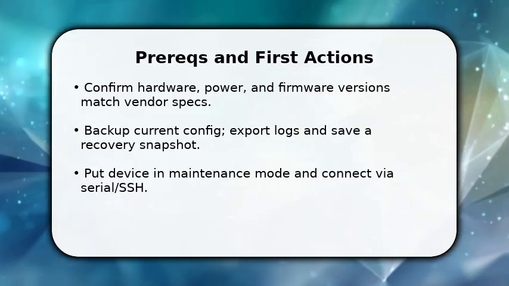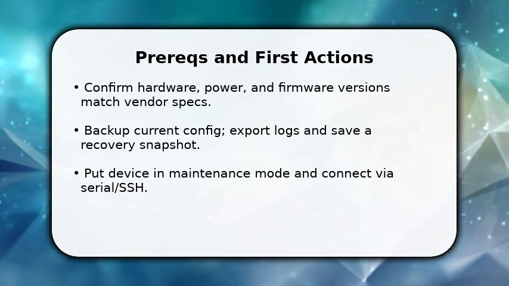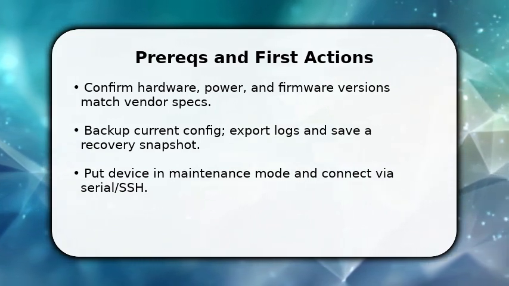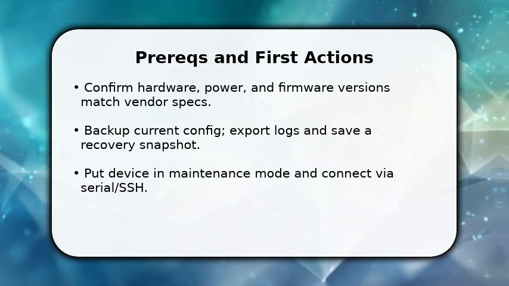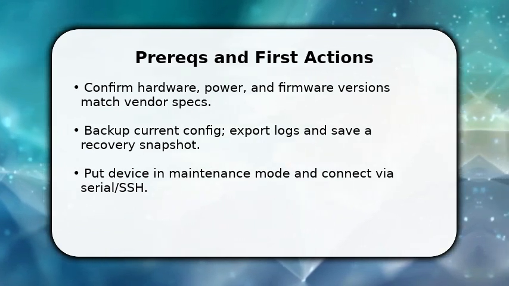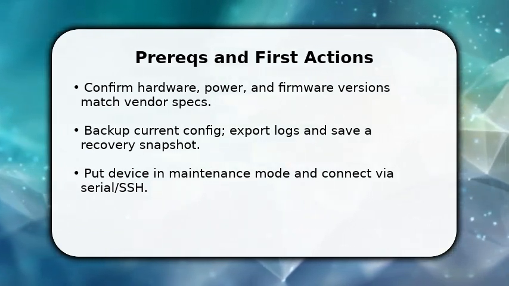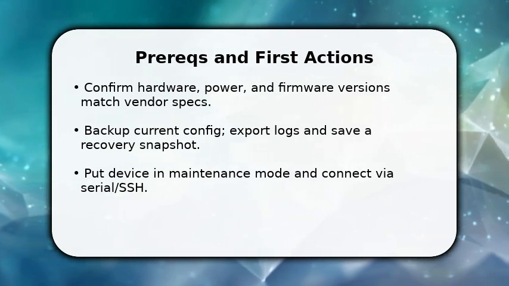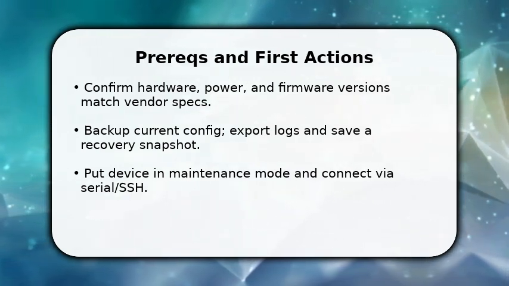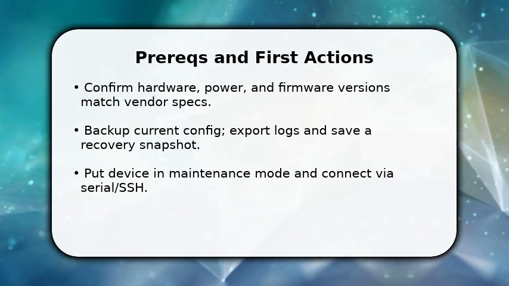You start by ensuring prerequisites are in place: power, firmware, and a safe backup. Once connected via serial or SSH, export logs and take a recovery snapshot so you can revert if needed. Next, put the dynamic cow into maintenance mode to prevent state changes while you work.